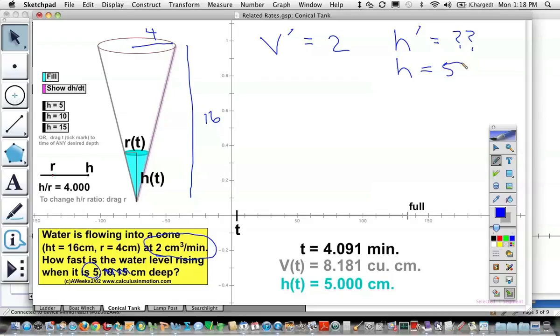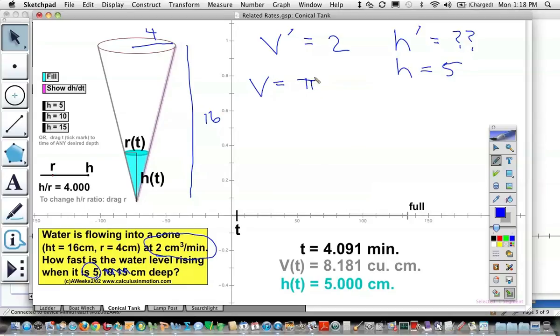So, in the book, it says, write an equation that relates those quantities. Well, volume, we're going to need a volume of a cone, right? That would be the equation we want. Anybody know the volume of a cone? Anybody know the volume of a cylinder?